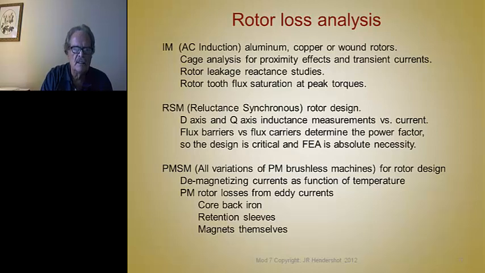The number of flux barriers and the flux carriers and their size and proportions determines what that D and Q axis ratio can be. Is it 2 to 1, or is it 5 to 1, or 7 to 1? So the design of the barriers and the carriers of flux in the RSM are so critical, and the only way to do that is using finite element solutions.